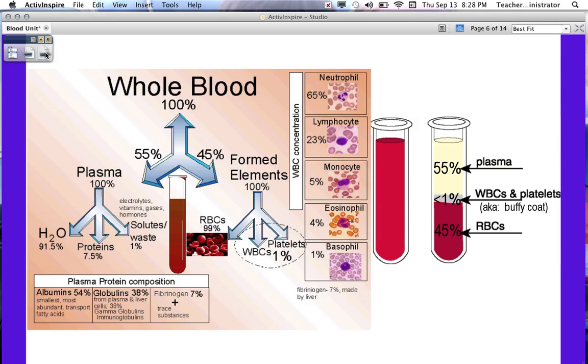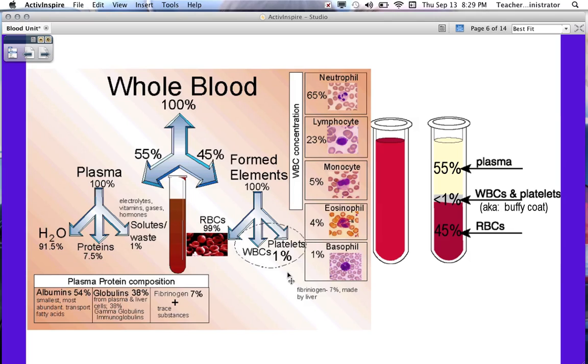So if we looked at whole blood again, out of the 100%, 45% is your formed elements, and then the other 55% is plasma. And if we break the formed elements down, almost all of it is red blood cells, and then less than 1% would be your white blood cells and platelets put together. And the white blood cells and platelets put together is known as the buffy coat, and it's this color right here that you can see. It's kind of the grayish color.